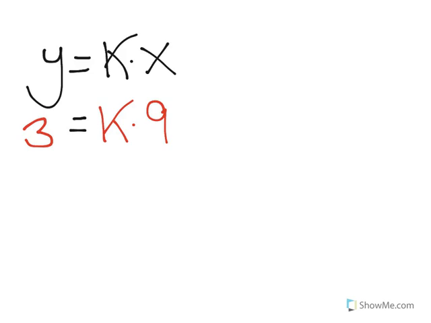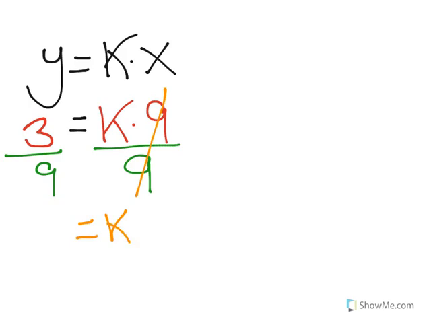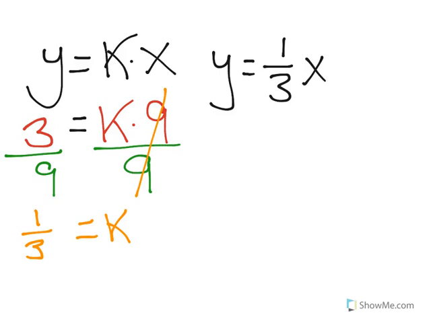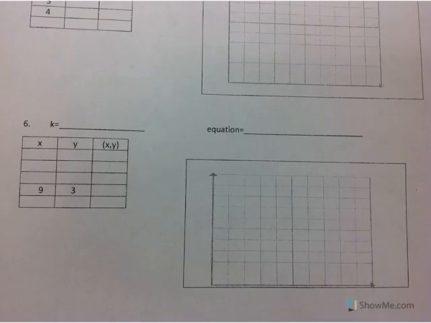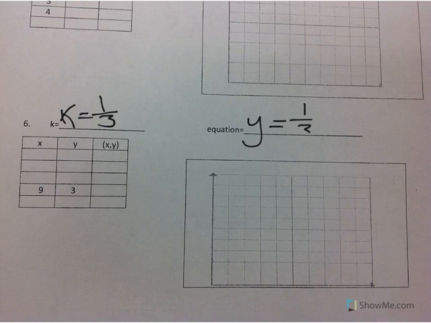I'm doing the same steps. I want to solve for k, so I'm going to divide by 9. Do it to the other side. 9 divided by 9 is 1, or just k. And 3 divided by 9, when I simplify it, becomes 1/3. So this is my constant. So when I plug it back in, I use y equals 1/3 x.